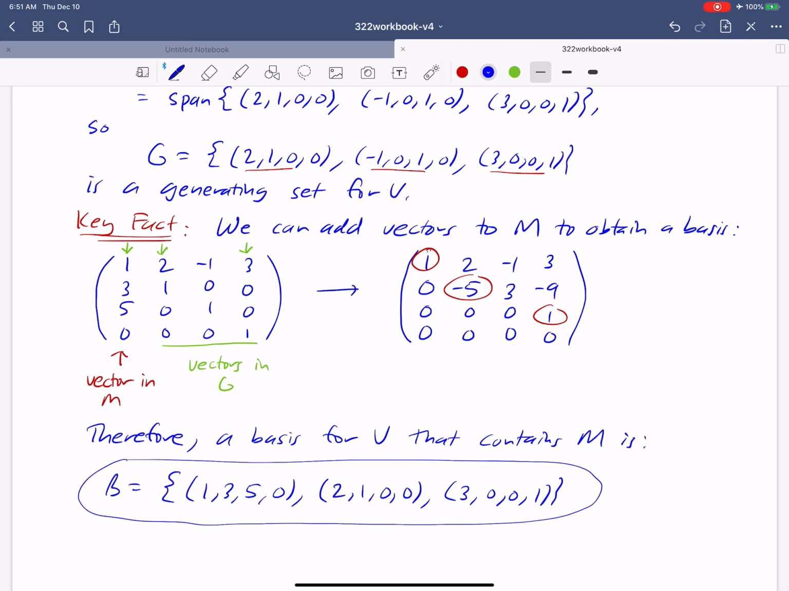So what made this work is the fact that we took the vector that was in M and deliberately made it our first column. That forced this algorithm to choose that first column. Okay, and then the algorithm told us which of the rest of the columns we need to add to have enough for a basis.